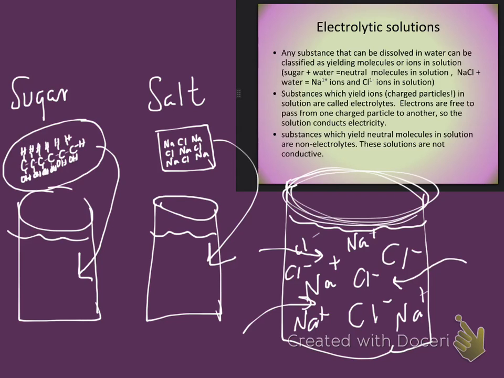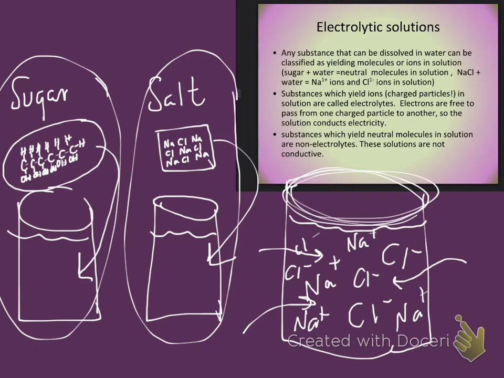Now, this sugar water is a molecular solution. It yields molecules in solution. This salt water is an ionic solution. And when we've got all these little ions flowing around in here, that means we've got electrons that can move. So guess what? One of these solutions conducts electricity. Which one do you think it is? Yeah, salt water.